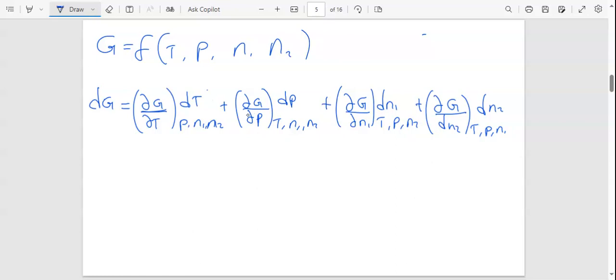Hope that is clear. So that's how you'll be finding that.